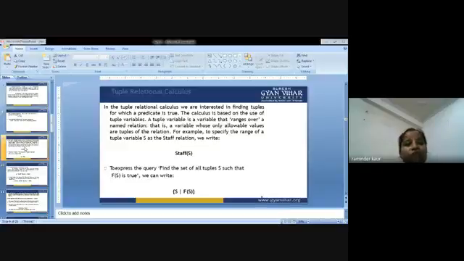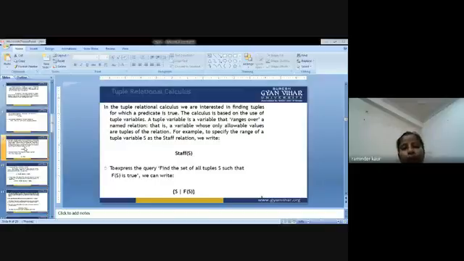In the tuple relational calculus, we are interested in finding tuples for which a particular predicate is true, or for which a particular condition is true. So the calculus is based on use of tuple variables. And what is a tuple variable? It is a variable that has some range over a named relation, that is, a variable whose only allowable values are tuples of the relation.